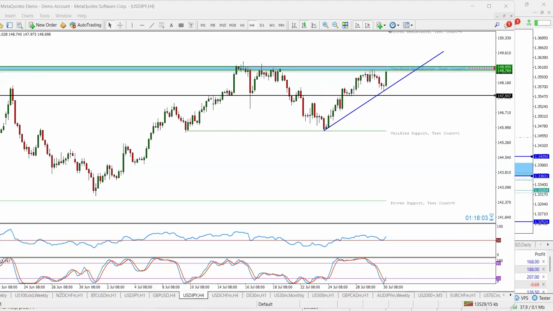Currently, I'm waiting for a breakout on this 4 hours. Either you wait for the breakout to happen on your 4-hour time frame or your 1-hour time frame, for the break and close.